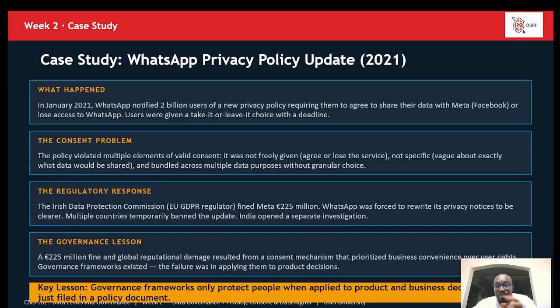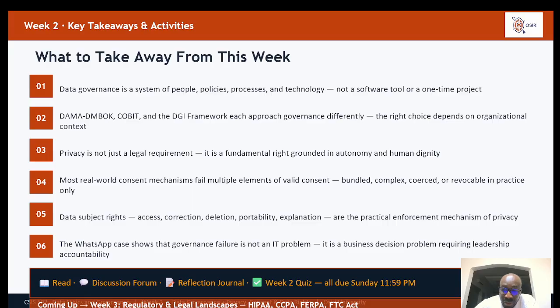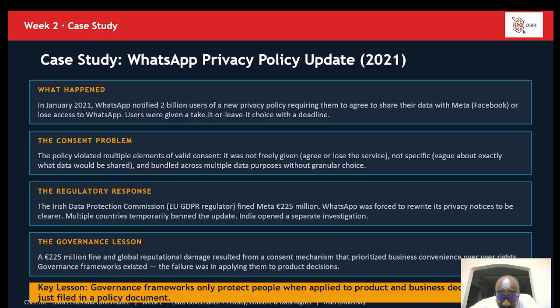over user rights. WhatsApp and Facebook is a marketing firm, and they get their revenue through advertisements. So their business convenience is that using people's data, they want to be able to promote ease of targeted marketing, but must it be at the detriment to their users' rights? No. The failure was in WhatsApp not applying privacy policies to their product decision. What is our key lesson from there? Governance frameworks only protect people when applied to product and business decisions.